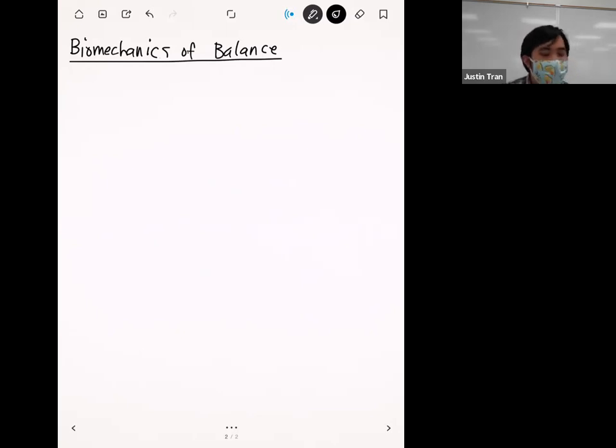You stand up, you sit down, your body has to maintain balance. We don't really think about it a lot, but the body actually has to do a pretty decent amount of work to keep balance.